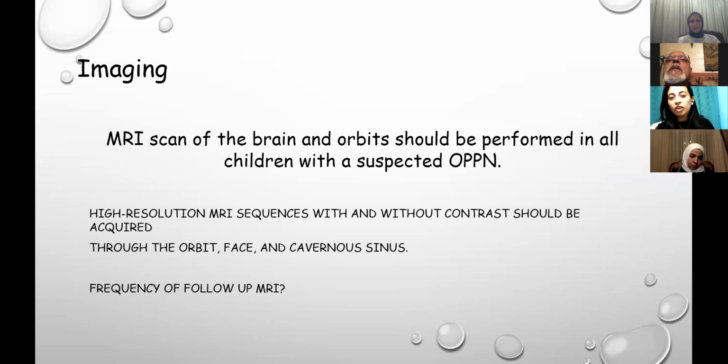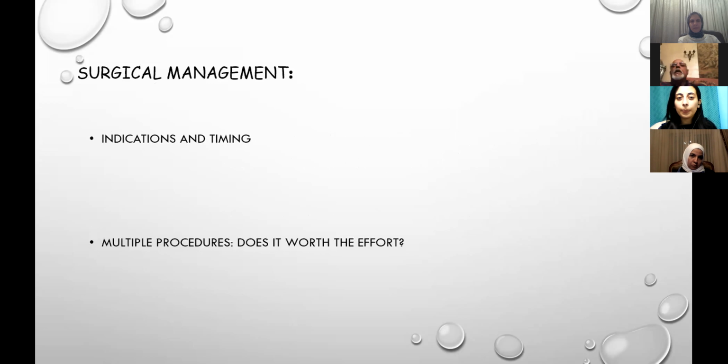The imaging in a patient we suspect a plexiform neurofibroma, we have to do an MRI brain and orbit, involving the cavernous sinus cuts to see if there's any infiltration there. When we will follow up, how many times we'll do MRI, yet there is no consensus regarding this, but if there is gross suspicion of malignant transformation, any change of the symptoms, we have to do it.